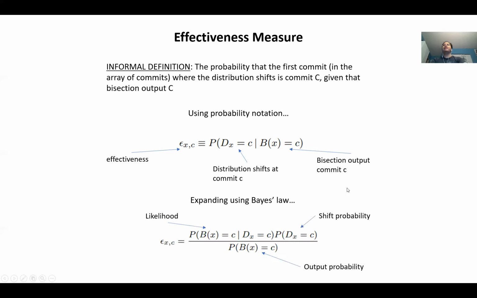If we want to expand that using Bayes' law, it looks something like this, with three different components, and I've named each of them. In the numerator, you have the likelihood, which is essentially the inverse of this term here. Then you have the shift probability: what's the probability that the distribution shifts at commit C without any conditions? At the bottom, you have the output probability: what's the probability that the bisect algorithm outputs C? This is just an application of Bayes' law.